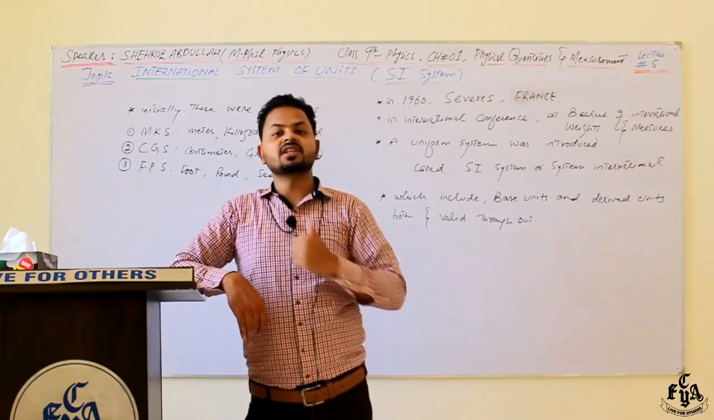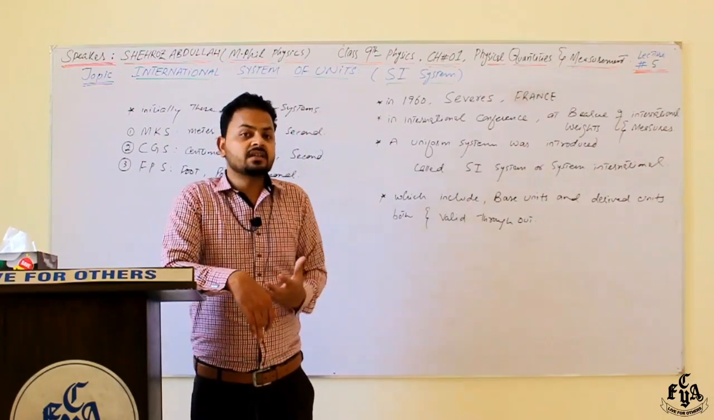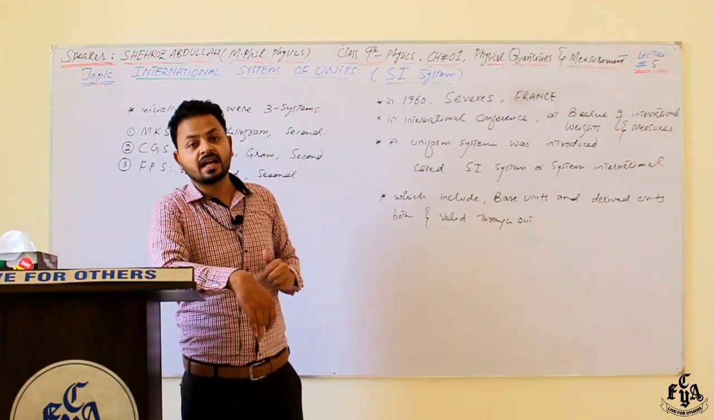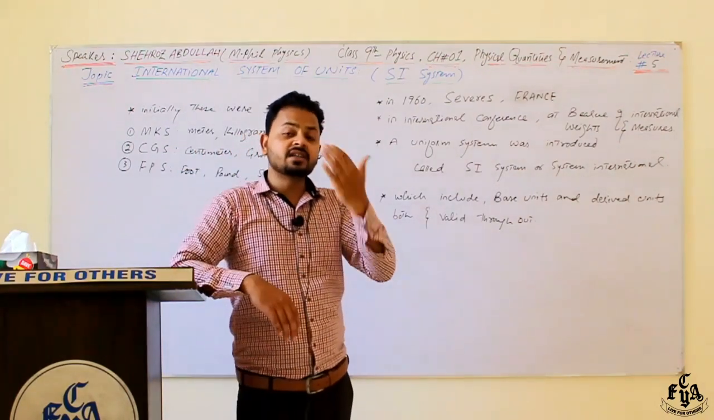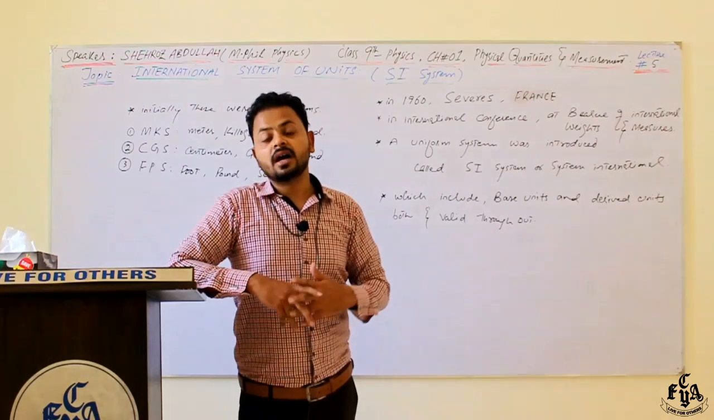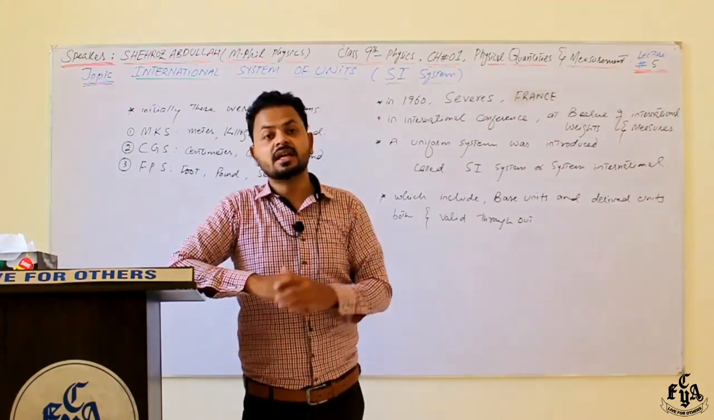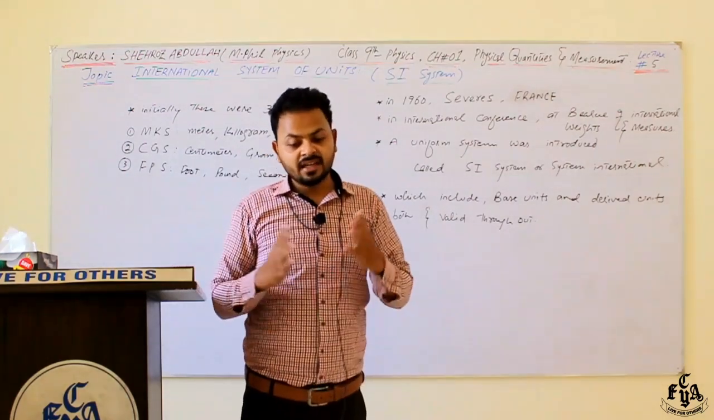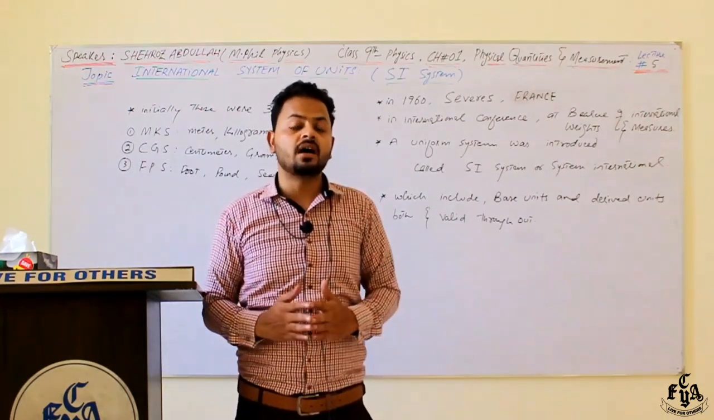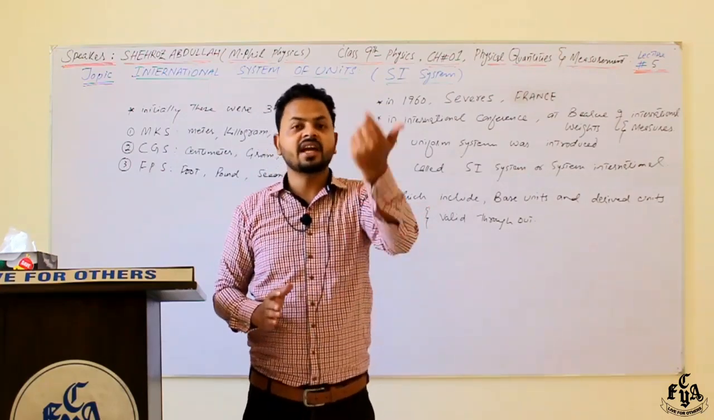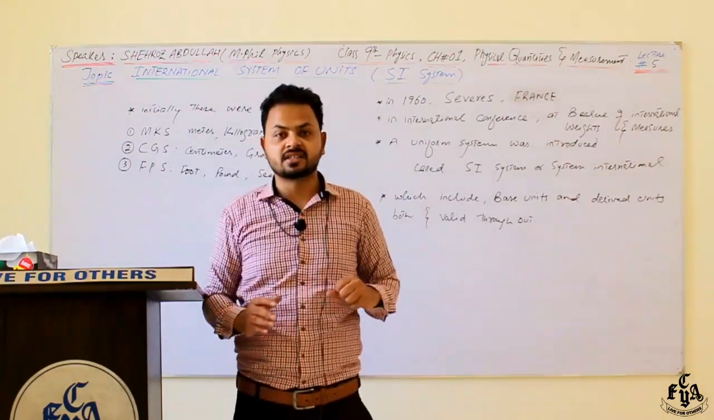To resolve this issue, in 1960 in Sèvres, a city of France, at the International Bureau of Weights and Measures, scientists gathered at an international conference and decided to introduce a uniform system which would be valid throughout. They came to the conclusion with the SI system.